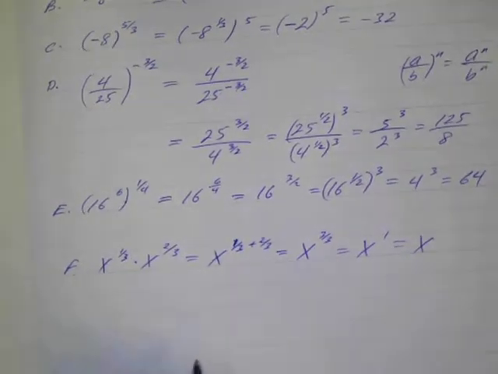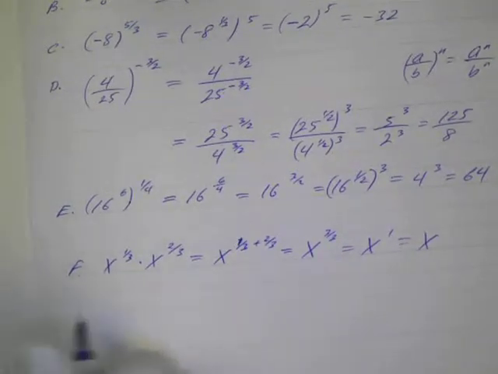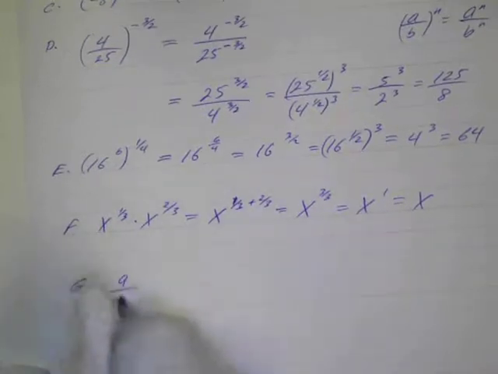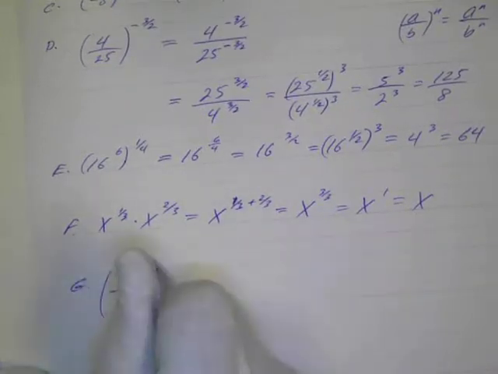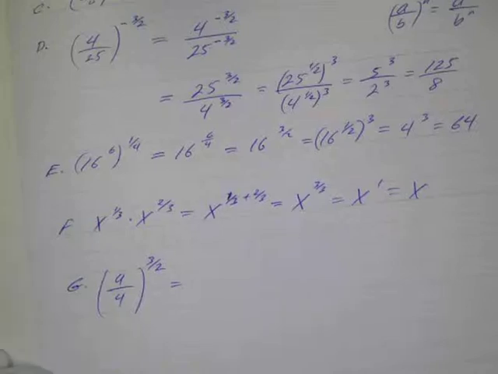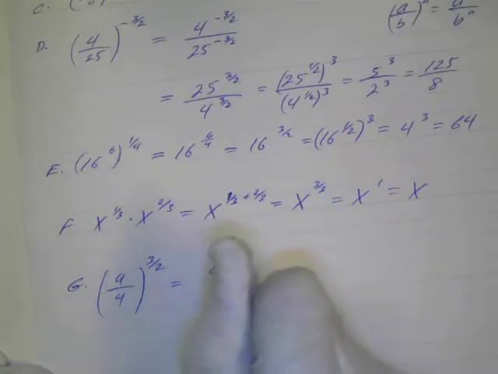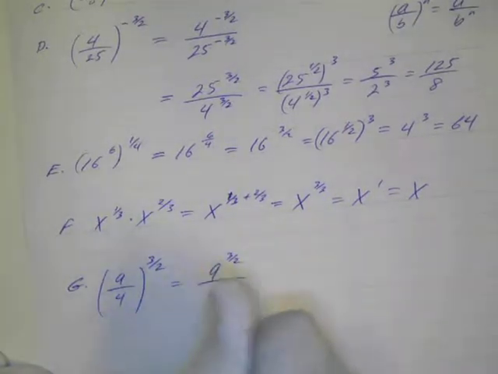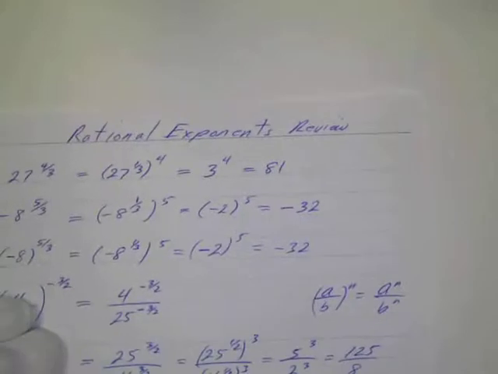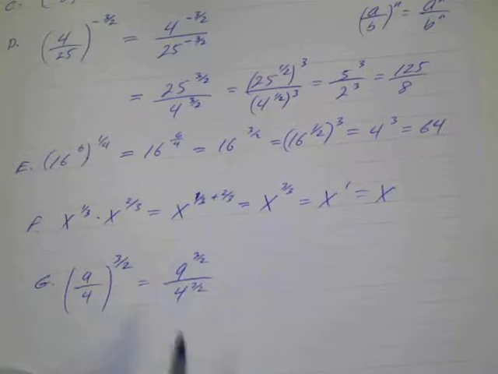Okay, let's try letter G. It's going to be 9 over 4. And this is all going to be to the 3/2 power. Now this one, there is a couple ways to do this. So I'll do this, first of all, separate this. So I'll say 9 to the 3/2 all over 4 to the 3/2. And we use this rule over here. We talked about a over b to the n is the same thing as a to the n over b to the n. So we're just raising each of these.